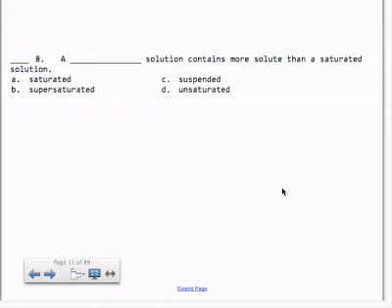A blank solution contains more solute than a saturated solution. Well, it's not saturated, since that's more than saturated. It is actually supersaturated, super meaning more than or greater than. So supersaturated solutions have more solute than a saturated solution. Suspended is not really related, and unsaturated means it has less than a saturated solution.